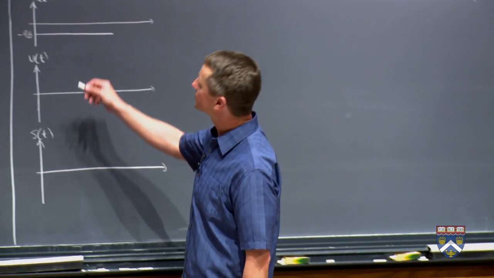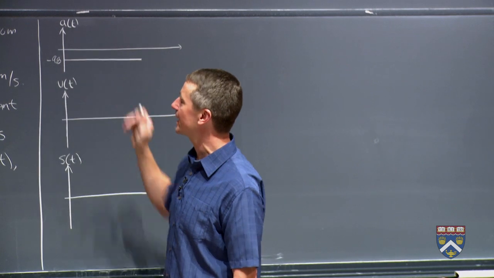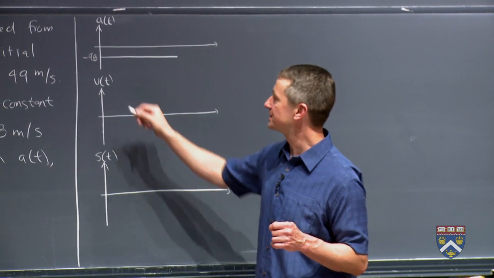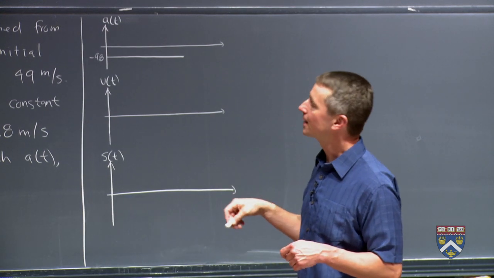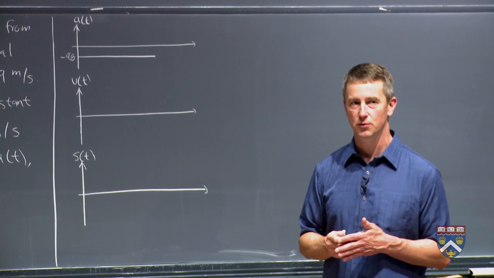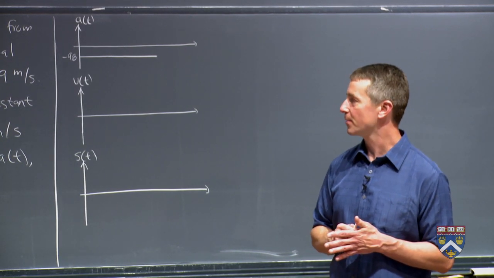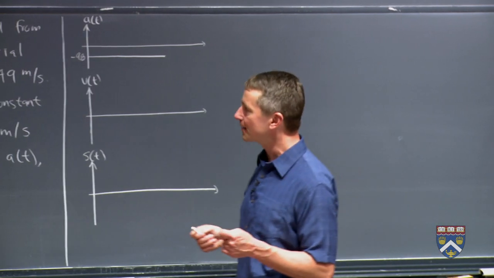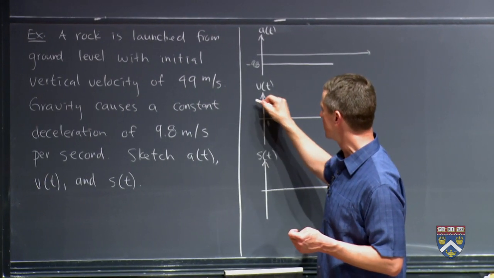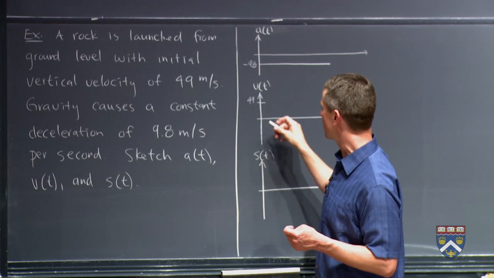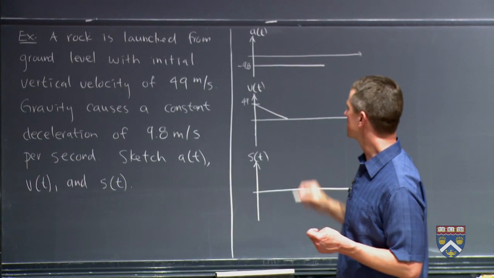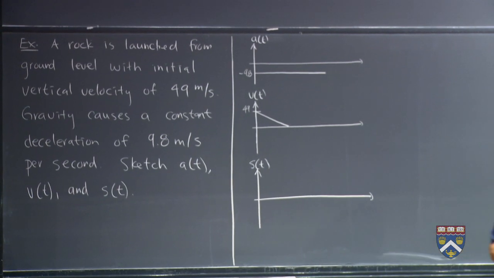So that tells us that the slope of the velocity graph is always negative 9.8. So that means that the velocity graph is going to be a line with a downward slope of 9.8. And again, the question is, of all the infinitely many such lines, can we choose the one that works for this problem? And here again, we have enough information to do that because we know the initial velocity is 49. So we know we're starting with a velocity of 49, going downwards with a slope of 9.8.